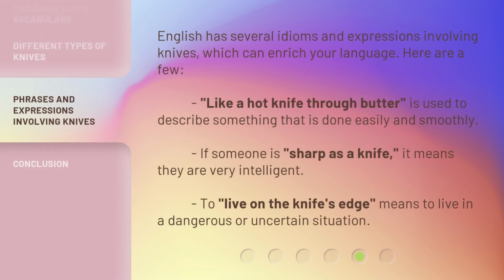English has several idioms and expressions involving knives, which can enrich your language. Here are a few. Like a hot knife through butter is used to describe something that is done easily and smoothly. If someone is sharp as a knife, it means they are very intelligent. To live on the knife's edge means to live in a dangerous or uncertain situation.